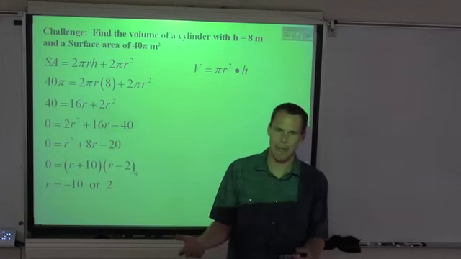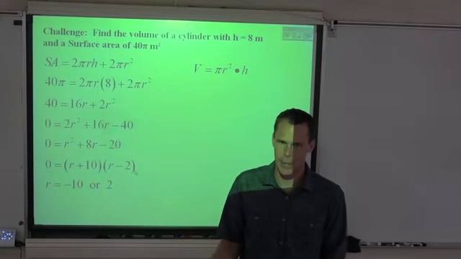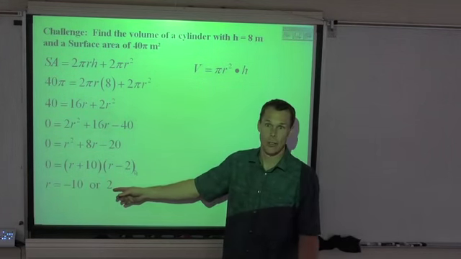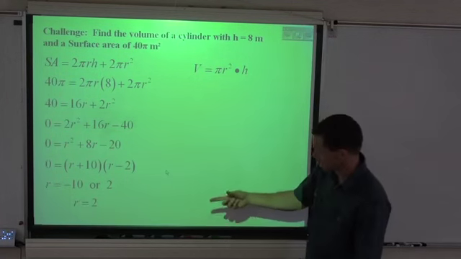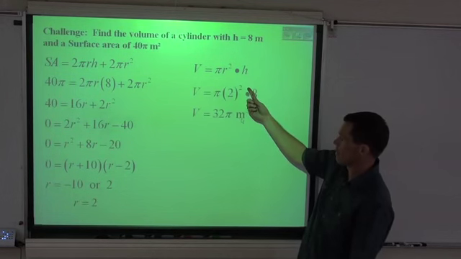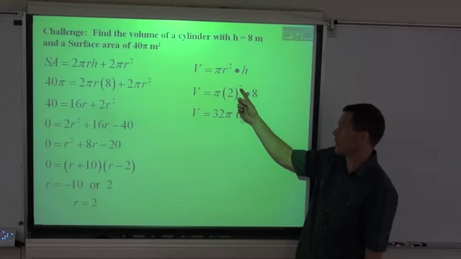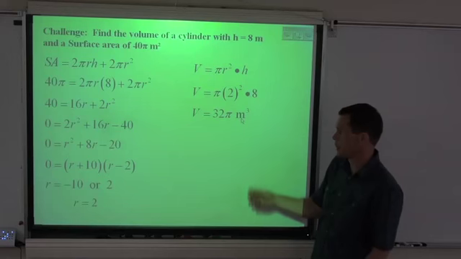Well, the radius can't be negative 10. This is geometry. We can't have a negative radius. So our only possible answer is r equals 2. Now we're ready to find volume. Pi, radius, which was 2, squared, times 8. 2 squared is 4. 4 times 8 is 32.